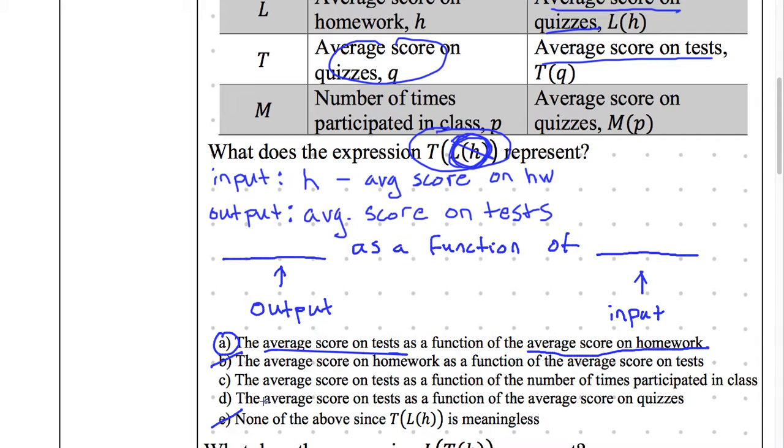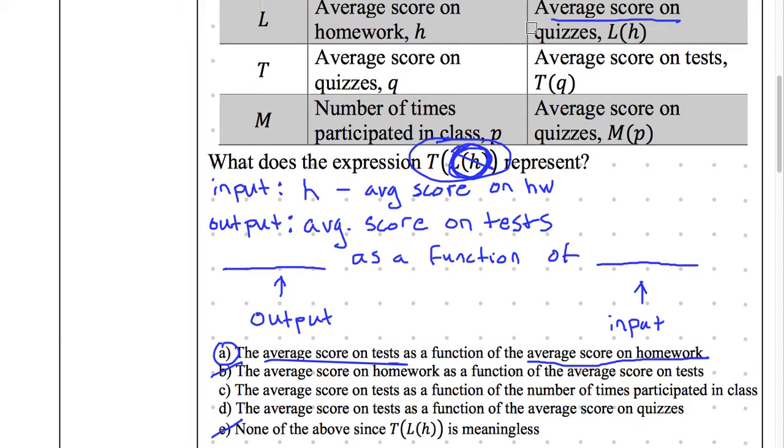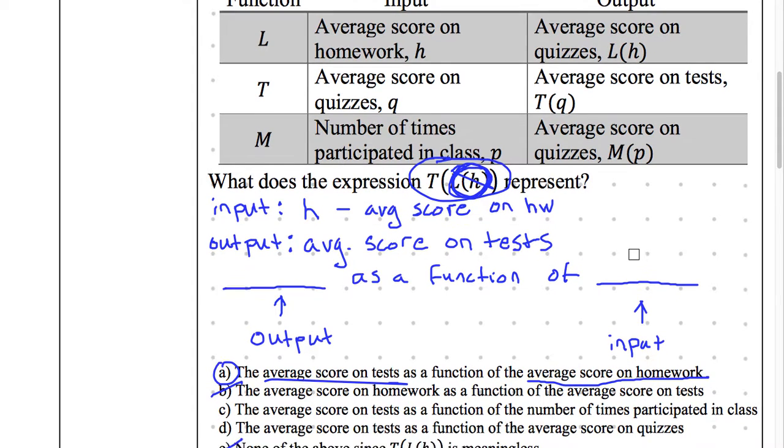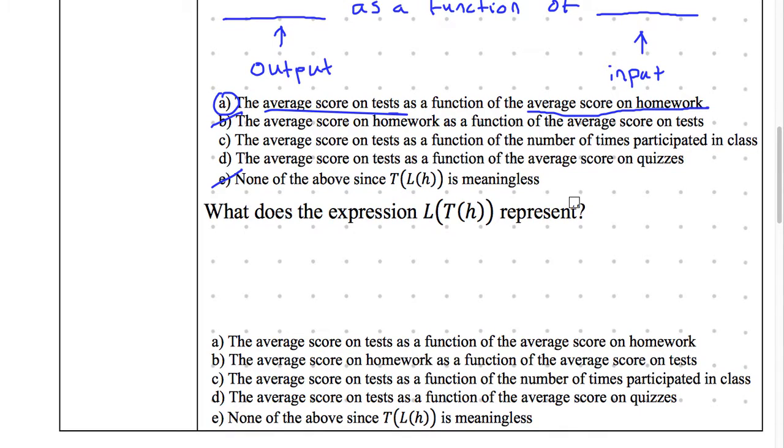Perfect. Are there questions about this first example? All right, I'm going to use the same problem up here, so let me go ahead and do a little bit of erasing. Use this first example and ask a new type of question. What does the expression L of T of H represent? Now I want to walk through this with you because it's still a little bit difficult, I imagine.